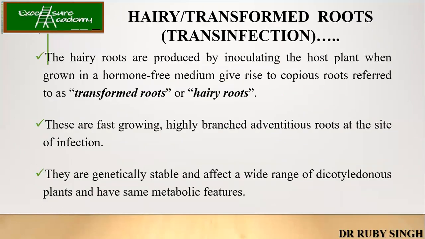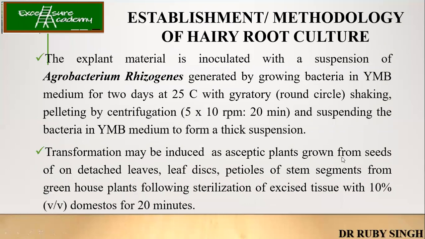Now, the hairy roots are produced by inoculating the host plant. When grown in hormone-free medium, it will give rise to copious roots referred to as transformed roots or hairy roots. They are fast-growing, highly branched, adventitious roots at the site of infection. They are genetically stable, affect a wide range of dicot plants, and have some metabolic features.